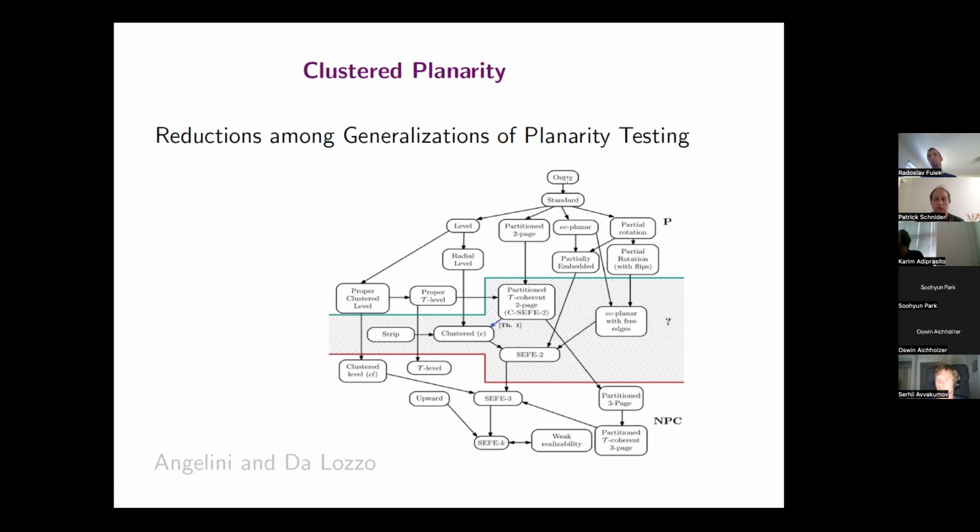solvable. What this diagram signifies is that here at the top we have the standard planarity testing, and whenever we have an arrow to another node, this means that this is a more constrained planarity testing. It can be used as a black box to solve the other, or in other words, the standard planarity testing can be reduced to some richer planarity testing with some constraint.